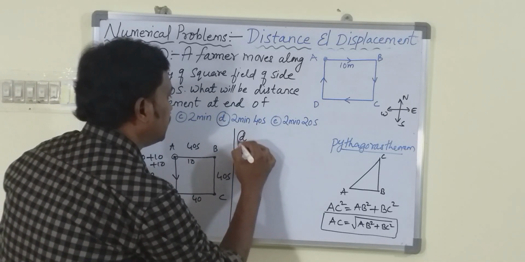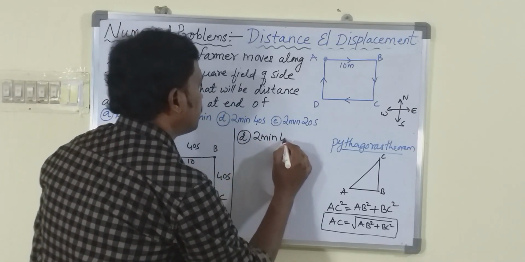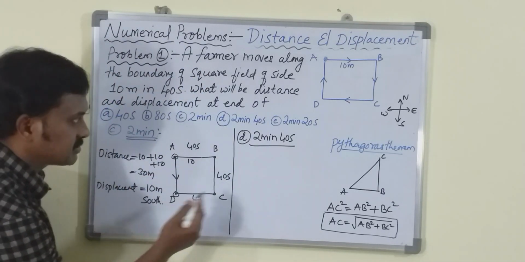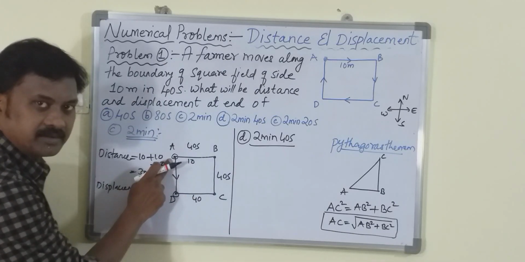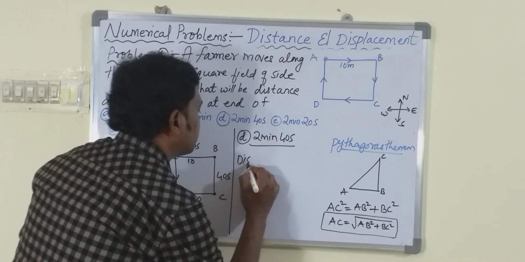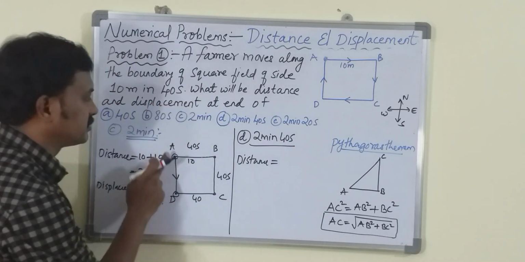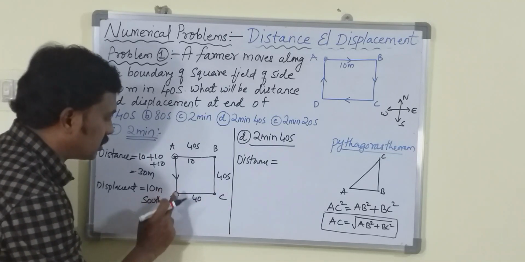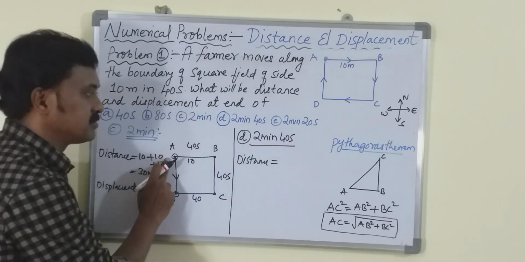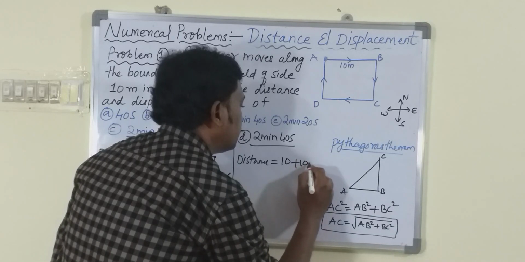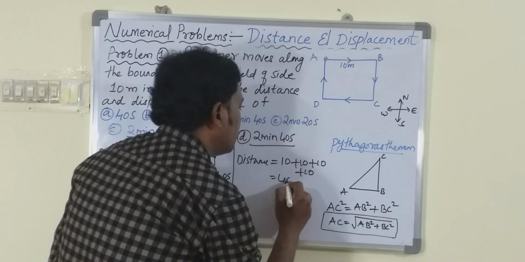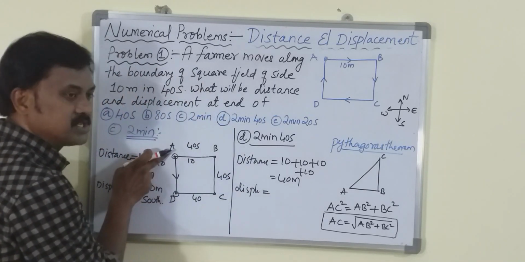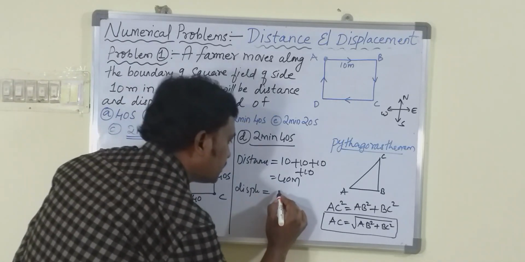And that is 2 minutes 40 seconds. Already in 2 minutes it has reached D. Another 40 seconds, then it comes to A. Okay, so the distance: 40 plus 40, 1 minute 20 seconds, and till D it is total 2 minutes. And another 40, it comes here. So the distance is 10 plus 10 plus 10 plus 10. It is 40 meters. Whereas the displacement, this is the initial and this is the final. So the displacement is 0.